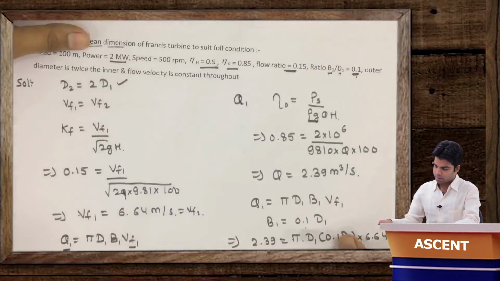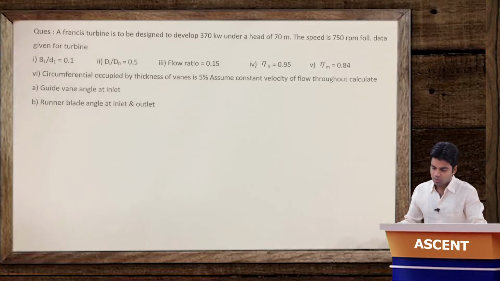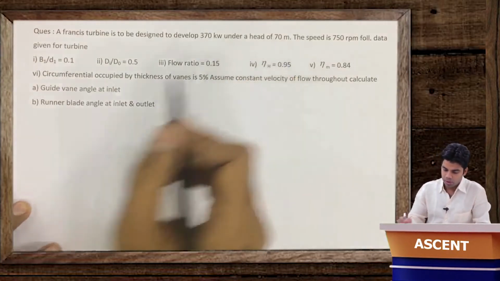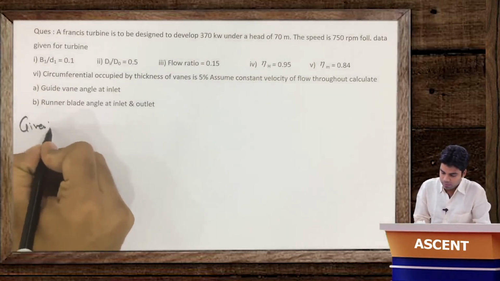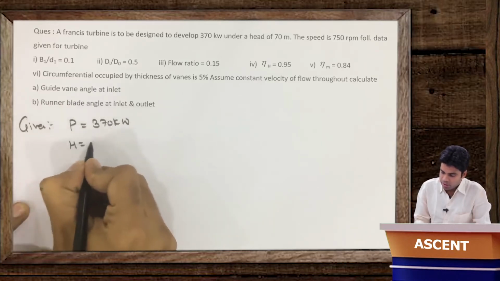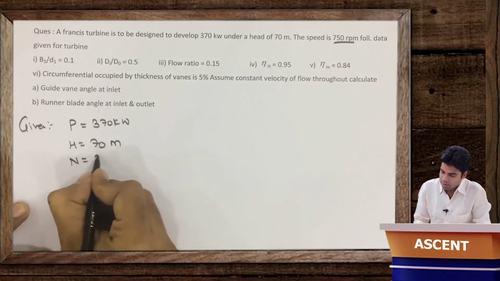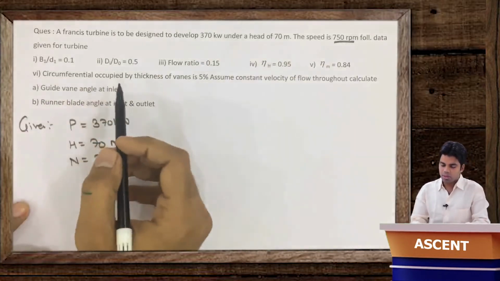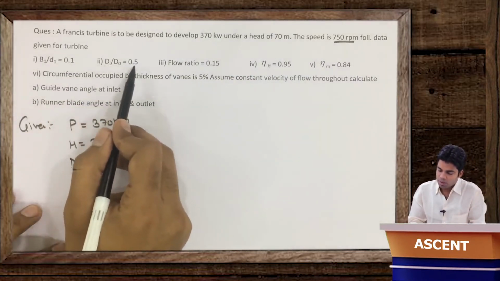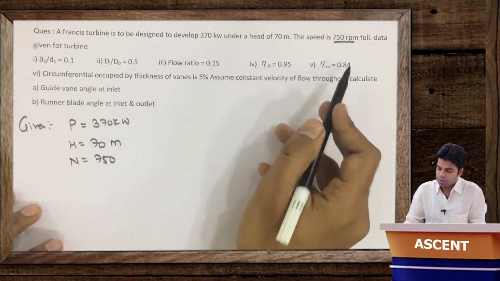Now this question says a Francis turbine is to be designed to develop 370 kilowatt under a head of 70 meter. The shaft power is given as 370 kilowatt, head is given as 70 meter, the speed N is given as 750 rpm, and the following data is given for the turbine. The ratio of B1 by D1 is 0.1, D inner by D outer is 0.5, flow ratio is 0.15, hydraulic efficiency is 0.95, mechanical efficiency is 0.84.